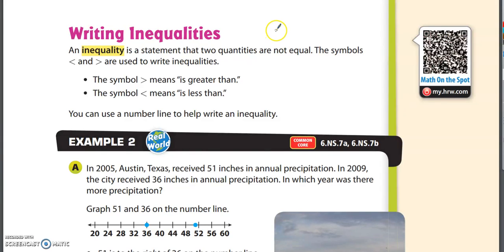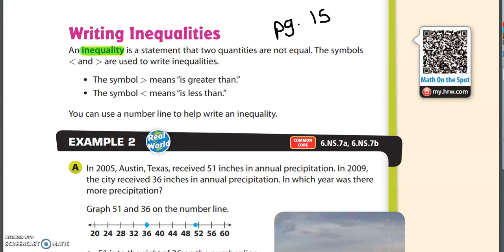Okay, we are on page 15, and we are going to learn about inequality symbols. The first word right here, inequality. An inequality is a statement that two quantities are not equal. The symbols less than and greater than are used to write the inequalities. The first symbol here is the greater than symbol, and the second symbol is the less than symbol.